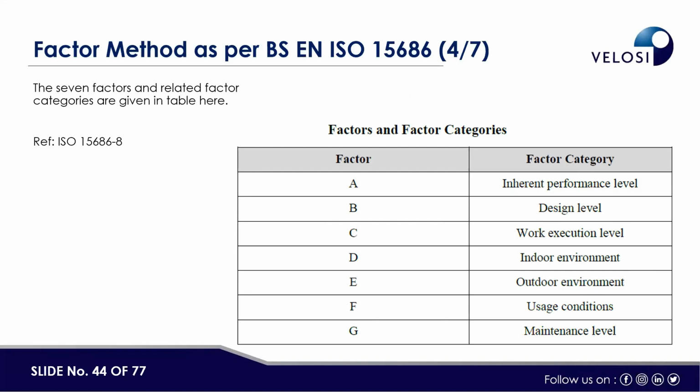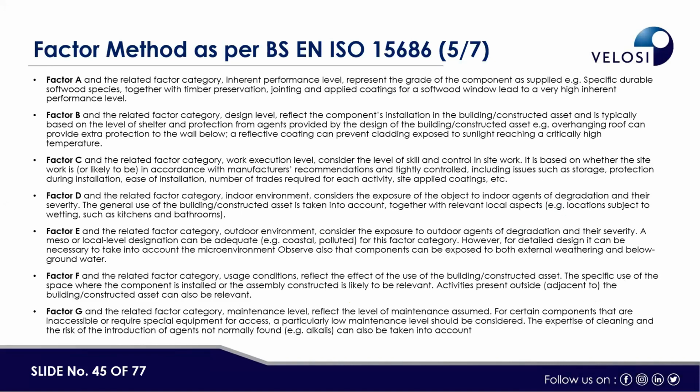A is inherent performance level, B is design level, C is work execution, D is indoor environment, E is outdoor environment, F is usage conditions, and G is maintenance level. We'll check these factors one by one in the coming slides. There is a separate slide in which I have given the values that we generally consider and how we assign the values to check the calculations and arrive at the results. So I'll briefly describe the factors that we generally consider.